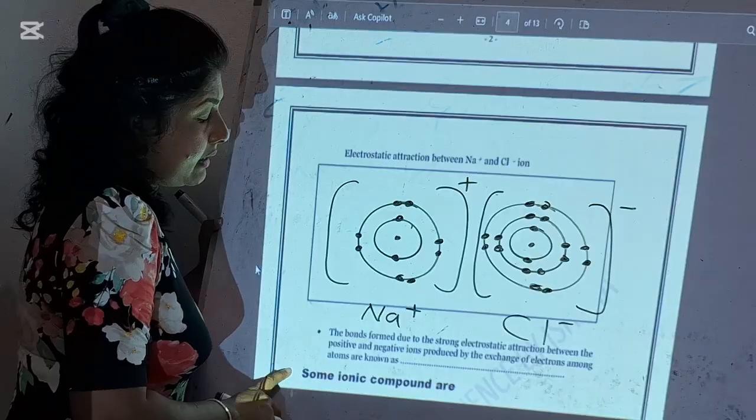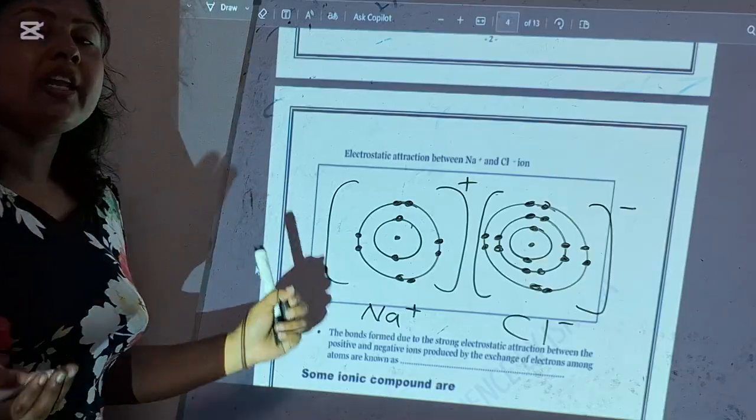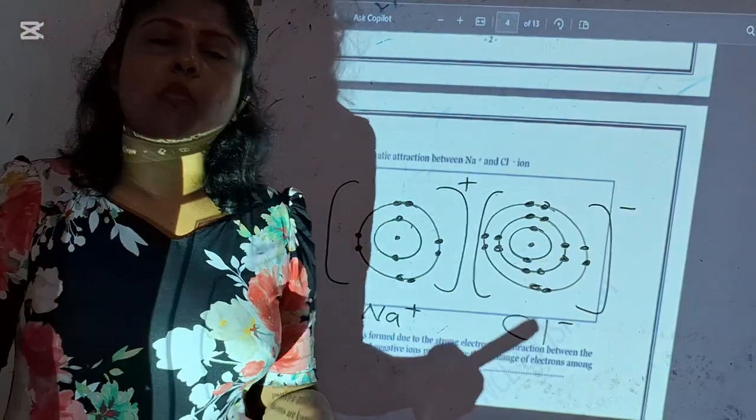So read the next part of the textbook. It means the definition of the ionic bond is in here.